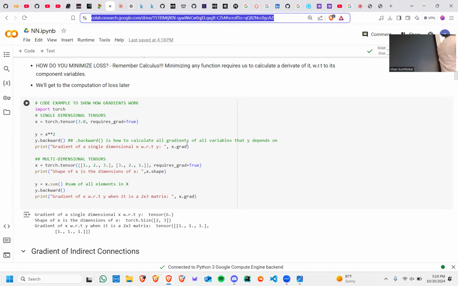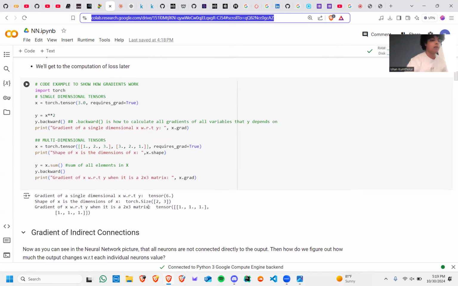Now, we let y also be a tensor that's x squared. When you call y.backward, it finds all the variables that y is dependent on. In this case, it's just one, that's x, and it sets its gradient. When you print the gradient, x.grad, you should get 6. Why? Because x squared has a gradient of 2x, and when you put in 3, you get 6.